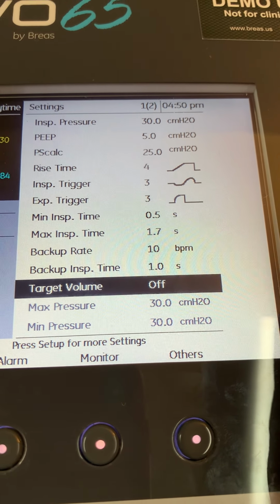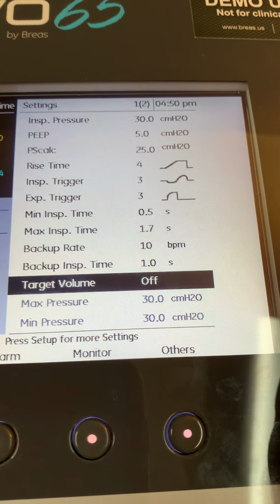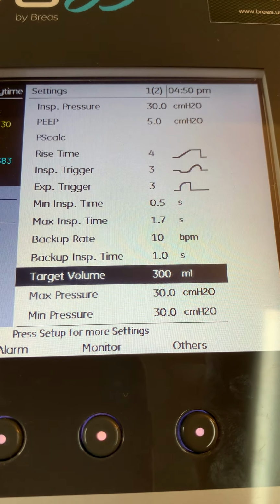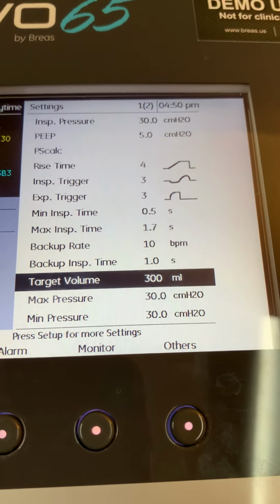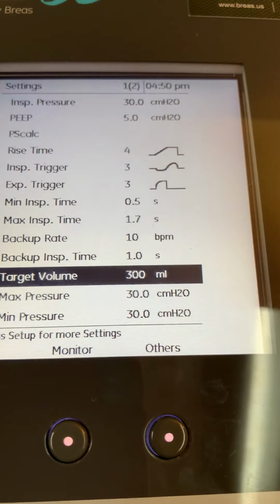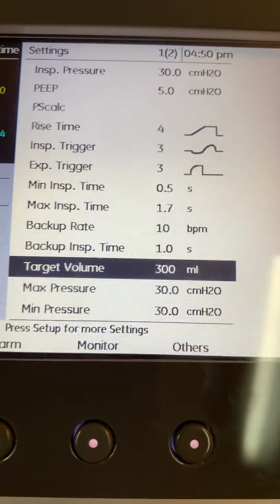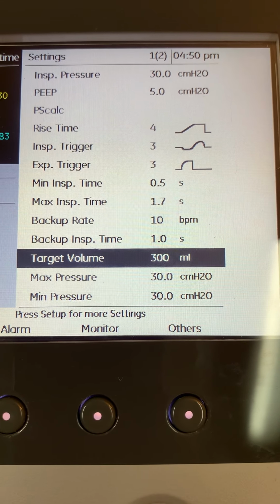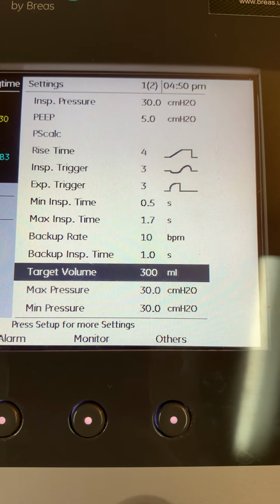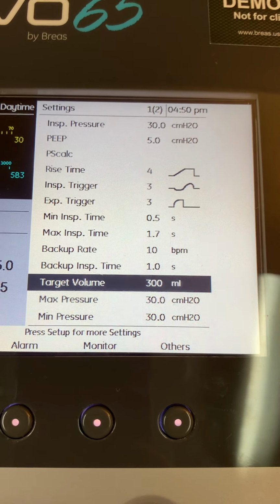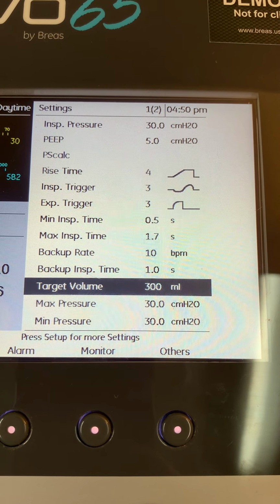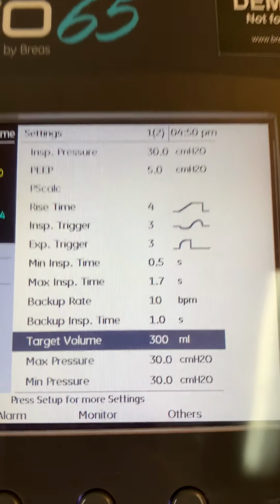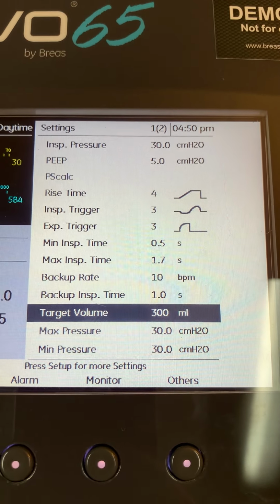Last thing I want to talk about in the settings is the target volume feature. Something that you may or may not be familiar with, but our target volume feature is our volume guarantee feature. Okay, so I know that a lot of people may have heard of AVAPS or the Trilogy's feature, our volume guarantee feature. Our volume guarantee feature is called target volume.